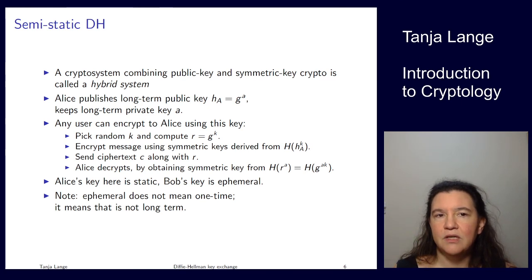So that's how we see Diffie-Hellman being used in practice, typically as a semi-static or as a slightly more complicated combination of using long-term public keys with short-term public keys on both Alice's and Bob's side.